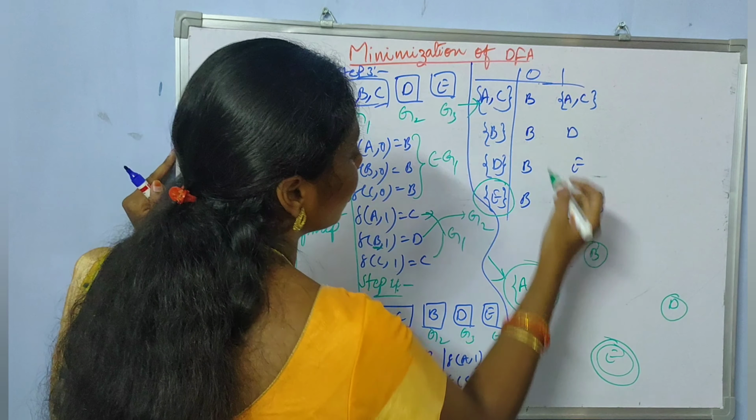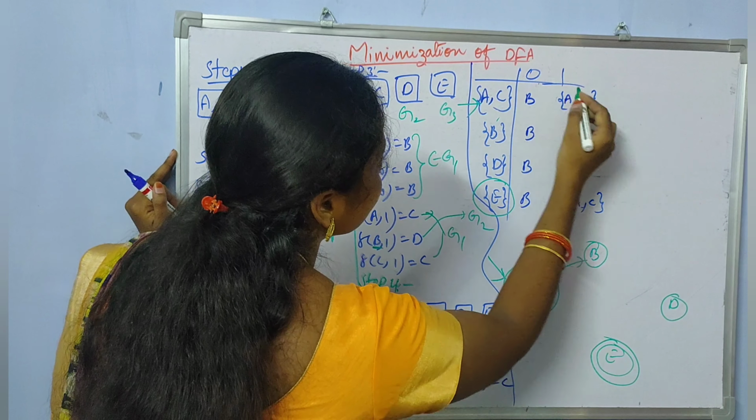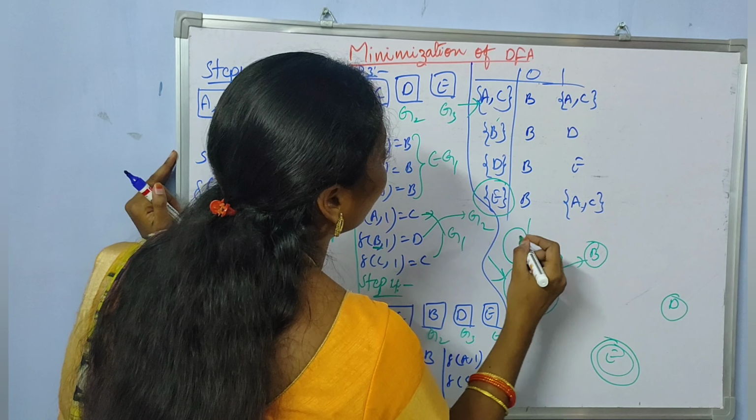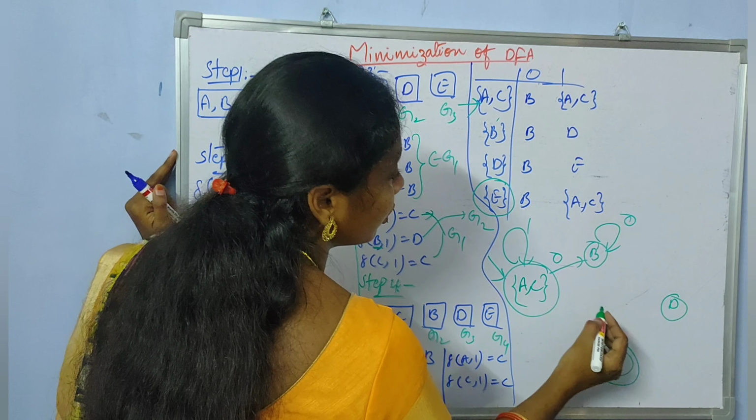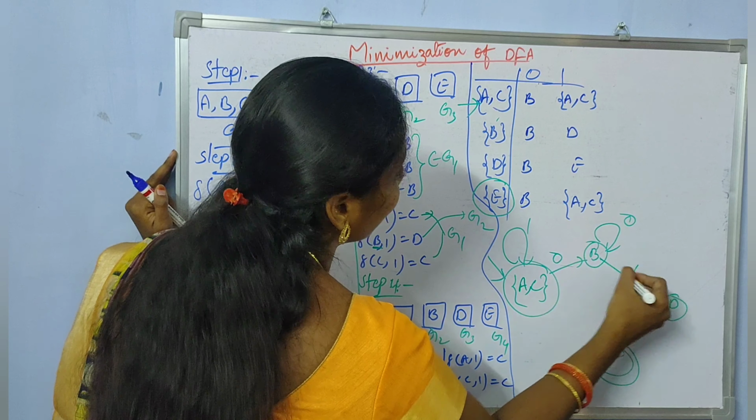So A comma C with 0 goes to B. A comma C with 1 goes to AC. B with 0 goes to B only. B with 1 goes to D. D with 0 goes to B. D with 1 goes to E. Next, E with 0 goes to B. E with 1 goes to AC. So this is the reduced or minimized DFA for the given DFA.